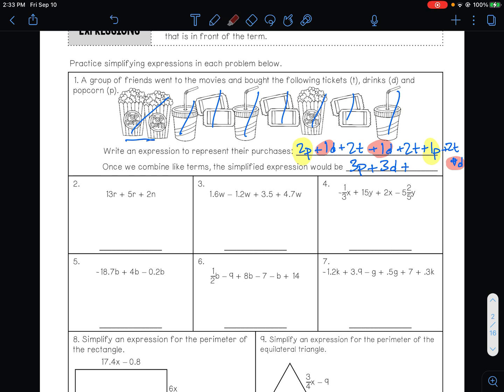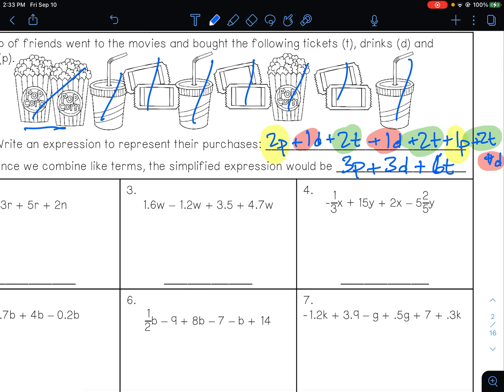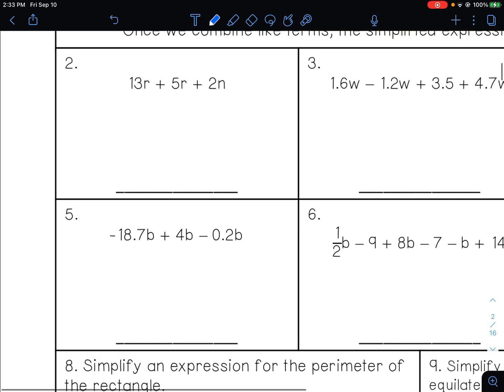Plus I got 2 tickets, another 2 tickets, and another 2 tickets. And that equals 6 tickets. So that is the simplified expression. And yes, that is a number 6, not a B. All right, let's try using that without an illustration.